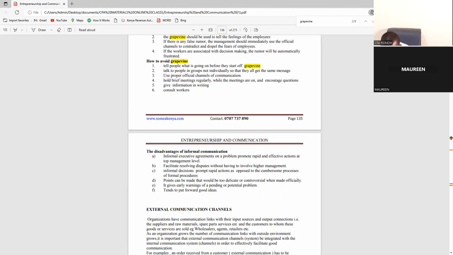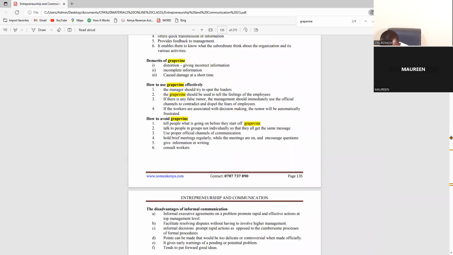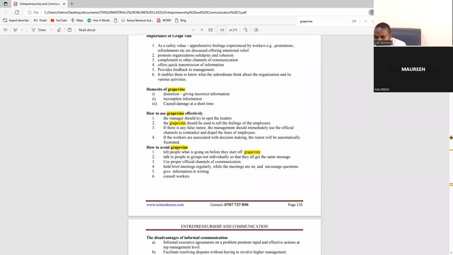So what are the other features? Another feature you can say is distortion: sometimes it gives the wrong information, so it carries distortion. Also, we have quick transmission of information. It is faster in transmitting information. If there's a gossip in an organization, within an hour you will find that everybody has that information. So it is faster. Those are characteristics of that type of communication.